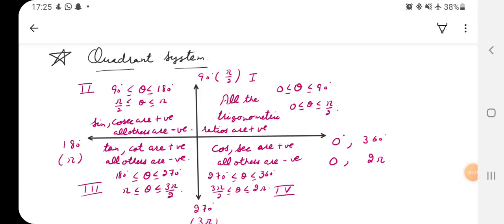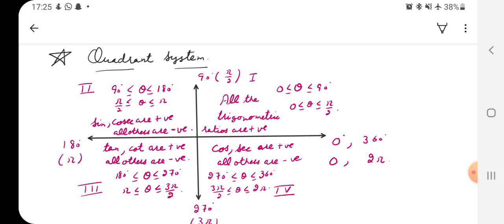Good evening all. Today we are going to discuss the quadrant system in trigonometric functions. As discussed in class, trigonometric functions have a main component, which is the quadrant system. The quadrant system has four parts: the first quadrant, second quadrant, third quadrant and fourth quadrant. Now we have to discuss the properties of all of these quadrants.